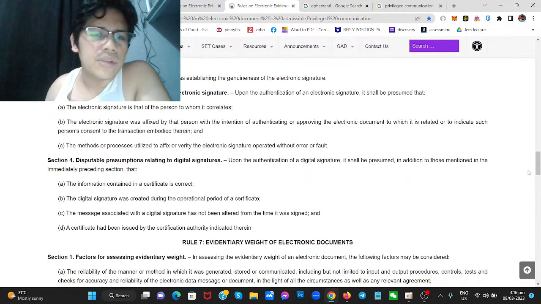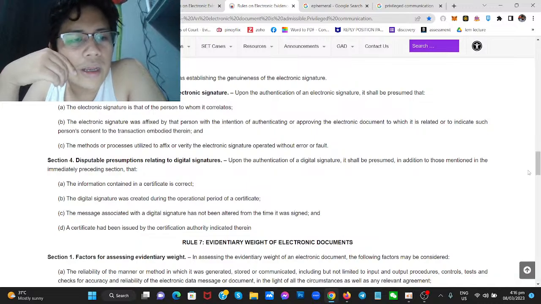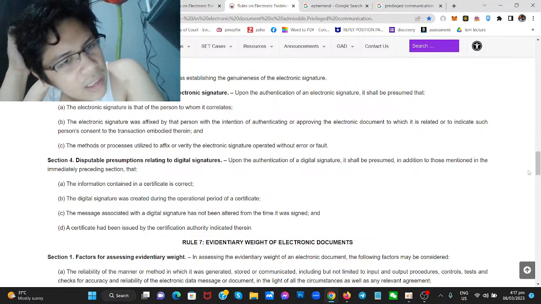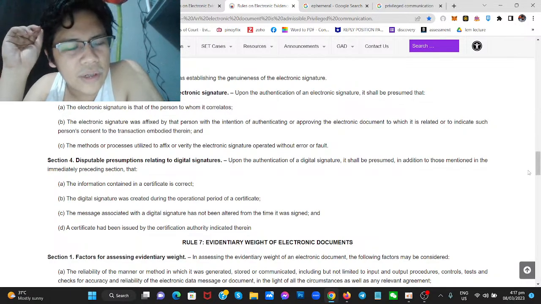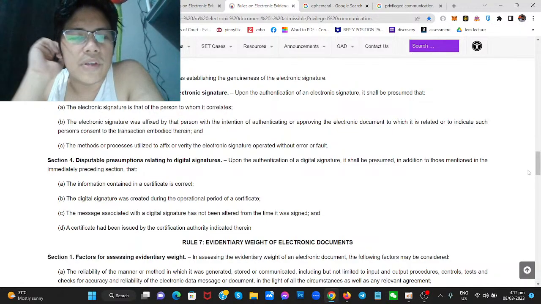Section 3 would be disputable presumptions in relation to the electronic signature. When it has been deemed to be authenticated, it shall be presumed that the electronic signature is that of the person to whom it correlates; that the electronic signature was affixed by that person with the intention of authenticating or approving the electronic document to which it is related, or to indicate such person's consent to the transaction embodied therein; and that the methods or processes utilized to affix or verify the electronic signature operated without fault or error. So in case of a dispute, there is a presumption that the e-signature correlates to that person, it was affixed by that person, and the method was without error. If we have the presumption of innocence, that's also the same with the presumption of the electronic signature.